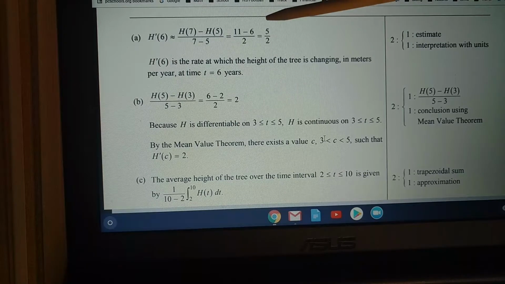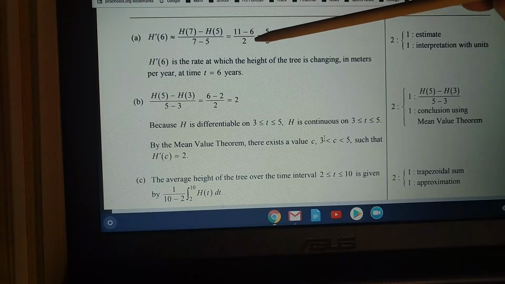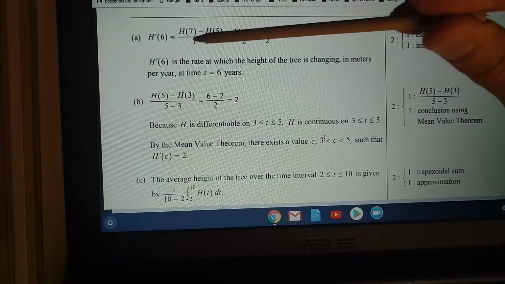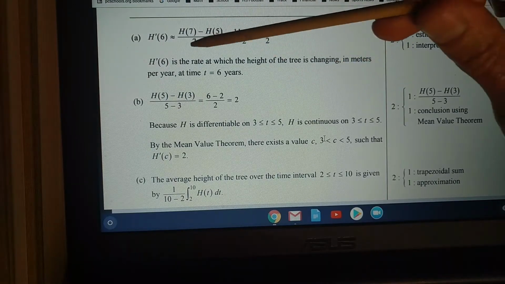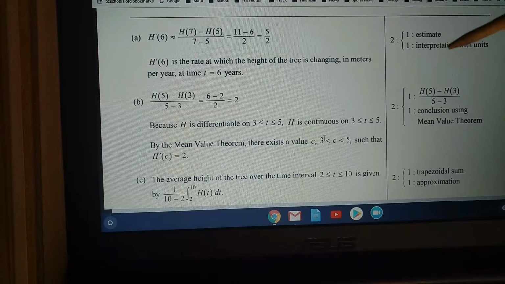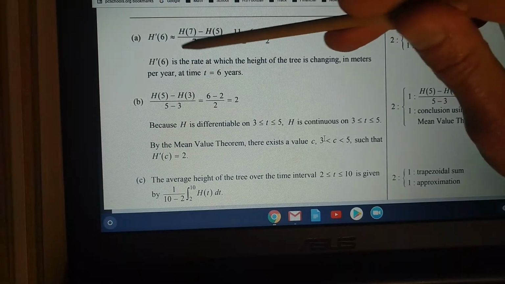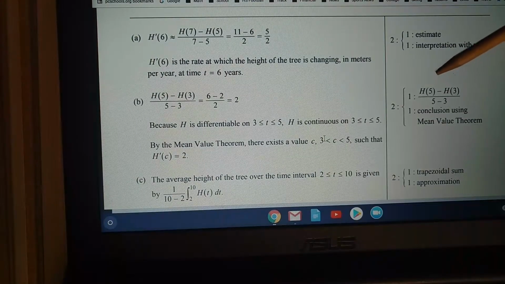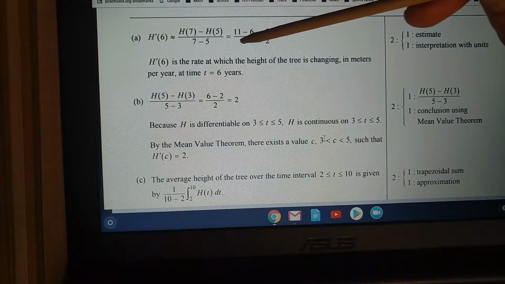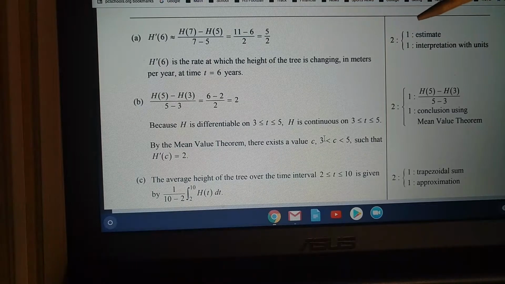Unfortunately, I believe that even if you just jump to this, without something here saying that you have a difference between x2 and x1 or t2 and t1, you're not going to get that difference quotient. We need to see a difference quotient. And it does reduce down to 5 over 2. But you could easily list it as 11 minus 6 over 7 minus 5, something where it's a difference quotient.